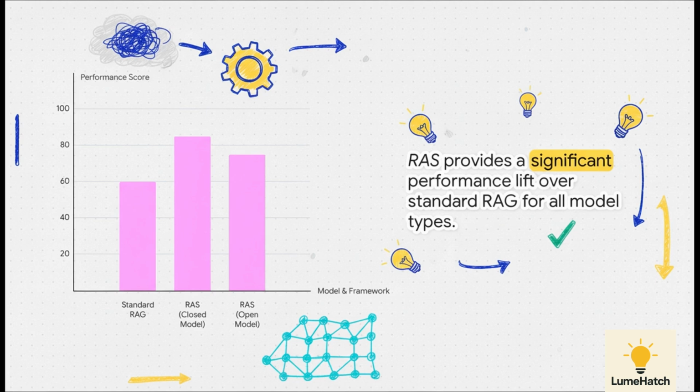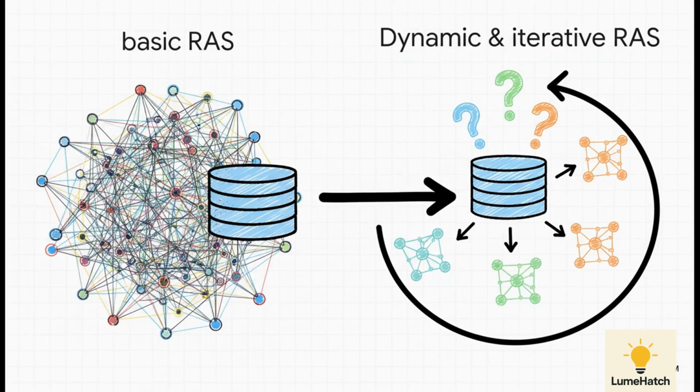And it doesn't matter if you're using a big, closed-source model or one of the open-source ones. The result is crystal clear. RAS gives you a huge, measurable performance boost. Plain and simple, it just gets you better, more reliable answers. And get this, that simple process we talked about, that's just the beginning.